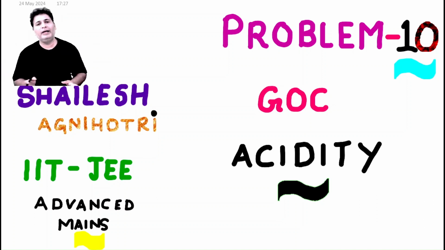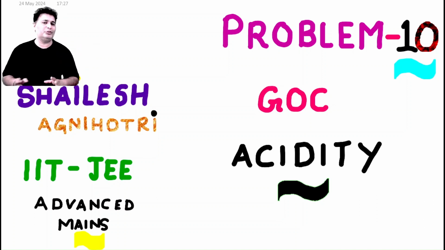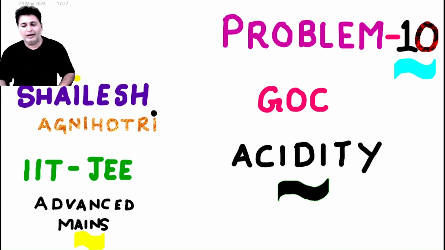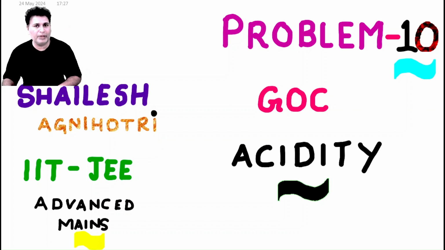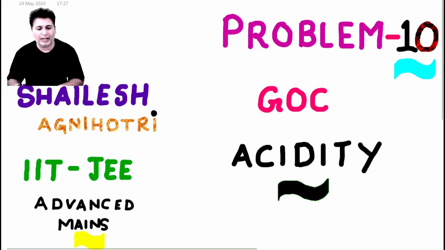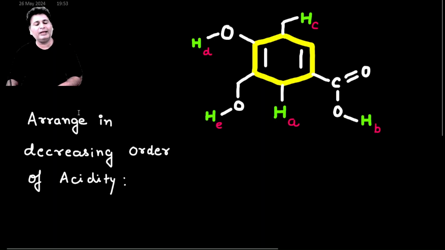In this series we have already completed 9 problems based on various topics like resonating structures, stability of structures, aromaticity, carbocation, carbanion, steric inhibition of resonance. Now, for problem number 10, we are going to start a new topic, acidity and basicity. So let us first see the problem and we'll see how the acidity in organic species is decided.